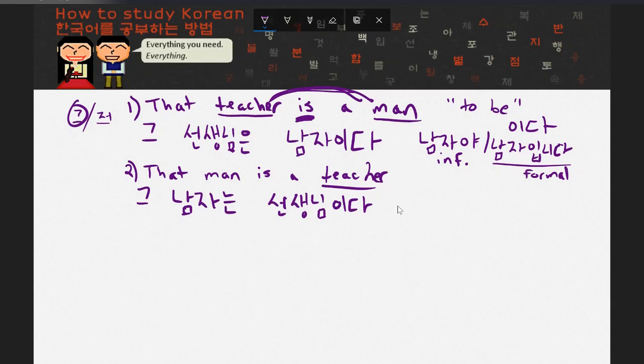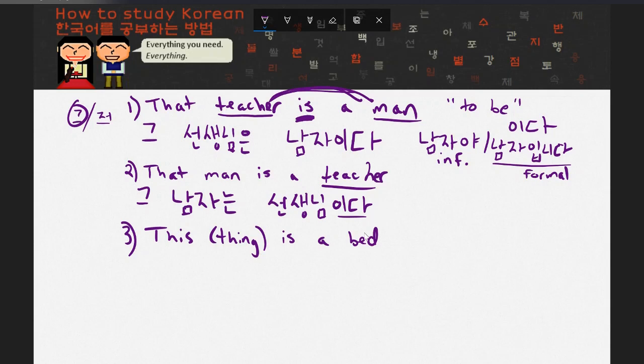I could say 선생님입니다, or I could use other types of conjugations for 이다. But this is sort of the plain form of the conjugation. And this sentence would read 그 남자는 선생님이다. The next sentence I would like you to try is: this thing is a bed.